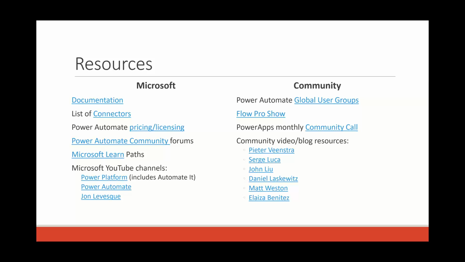And then, as before, I've got a whole resources page. Since you are registered for the webinar, you'll be getting a copy of this slide deck, which has all these links in it. So basically, we've got Microsoft links again: the documentation for Power Automate, the connectors, that's the same list as for Power Apps. The pricing and licensing is the same link, actually.